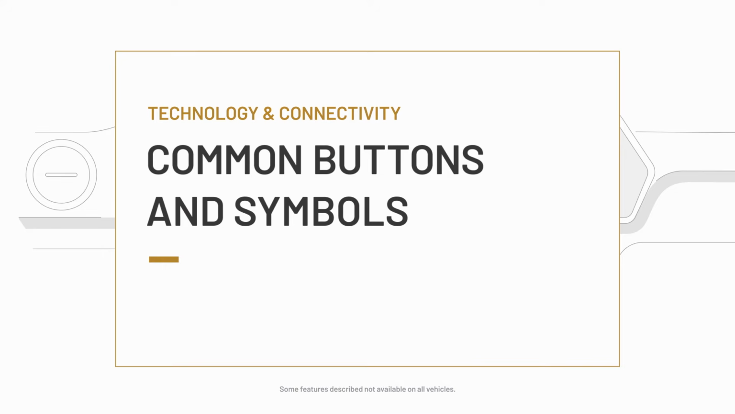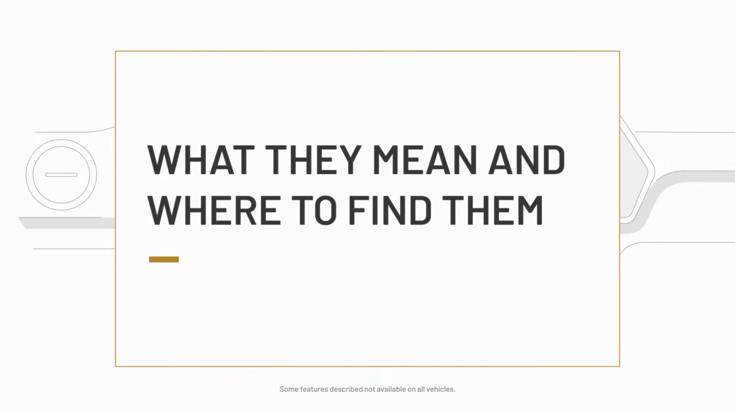All vehicle controls use a combination of symbols to indicate what each button, switch, alert, or function does. It can be hard to keep track of them all. So in this quick guide, you'll see the most common symbols in your vehicle and learn what each one means. Some of the controls and symbols mentioned in this guide are for features which aren't available on all vehicles.